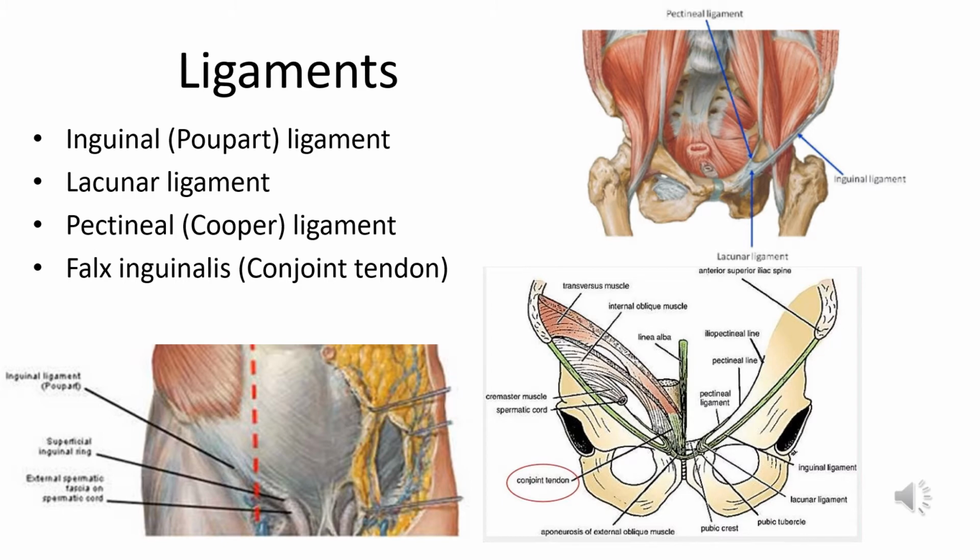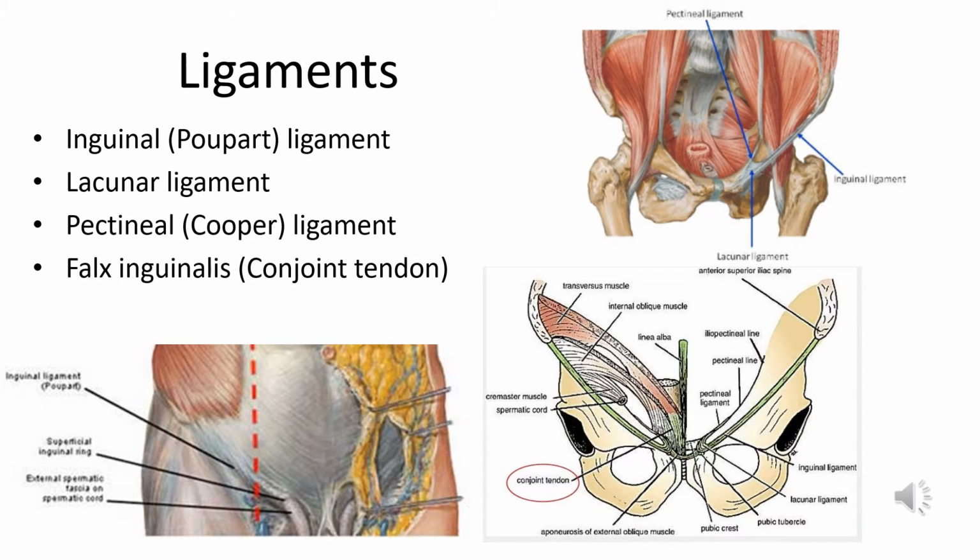Ligaments and tendon are also considered as parts of significant abdominal structures. These include inguinal ligament, lacunar ligament, pectineal ligament, and conjoint tendon. The lower border of the external oblique aponeurosis forms the inguinal ligament on each side. It passes between the anterior superior iliac spine and the pubic tubercle. It plays an important role in the formation of the inguinal canal.